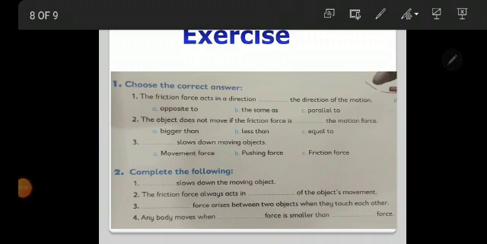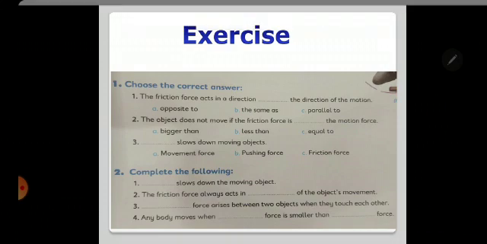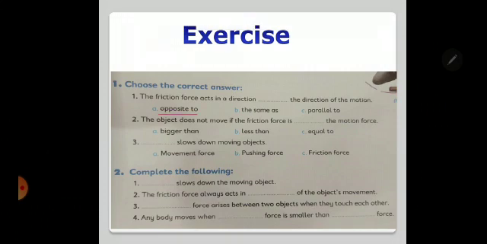We will try to solve these problems together. Choose the correct answer. The friction force acts in a direction space the direction of the motion. I told you that friction force is always in the opposite direction. So friction force is in the opposite direction.